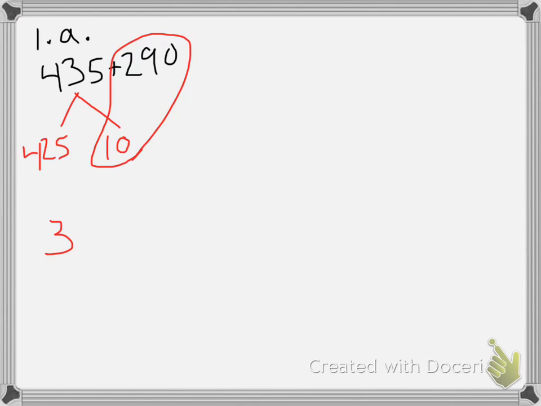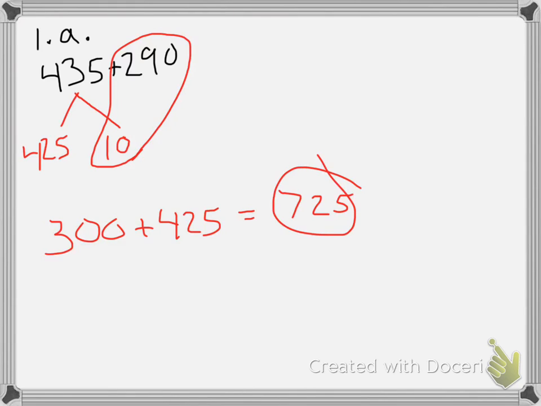So that's going to be 300 plus 425, which equals 725. Alright. And so it does say use two different strategies.